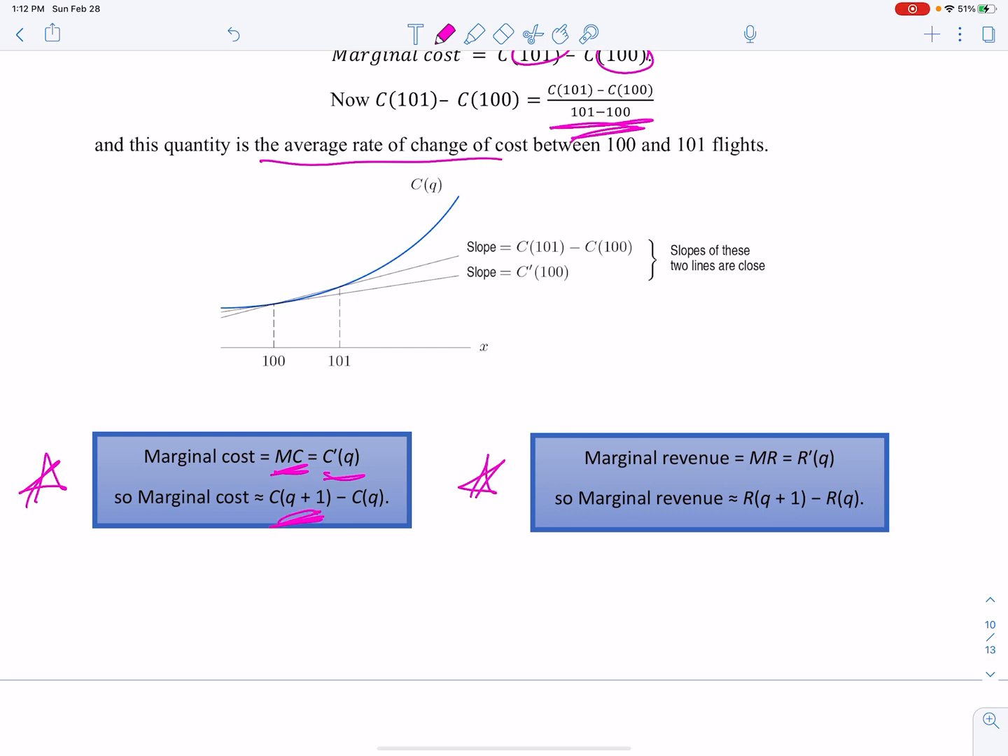Okay? So marginal cost is C of Q plus 1 minus C of Q. In other words, the cost of doing, or the average rate of change of cost of doing, one more unit of business, whether it's flights, cars, whatever they make. Okay? And marginal revenue is R prime of Q, the derivative of revenue. So what you're going to want to remember, anytime you see the word marginal, mathematically you're going to think derivative. Okay? All right, so let's keep going here.